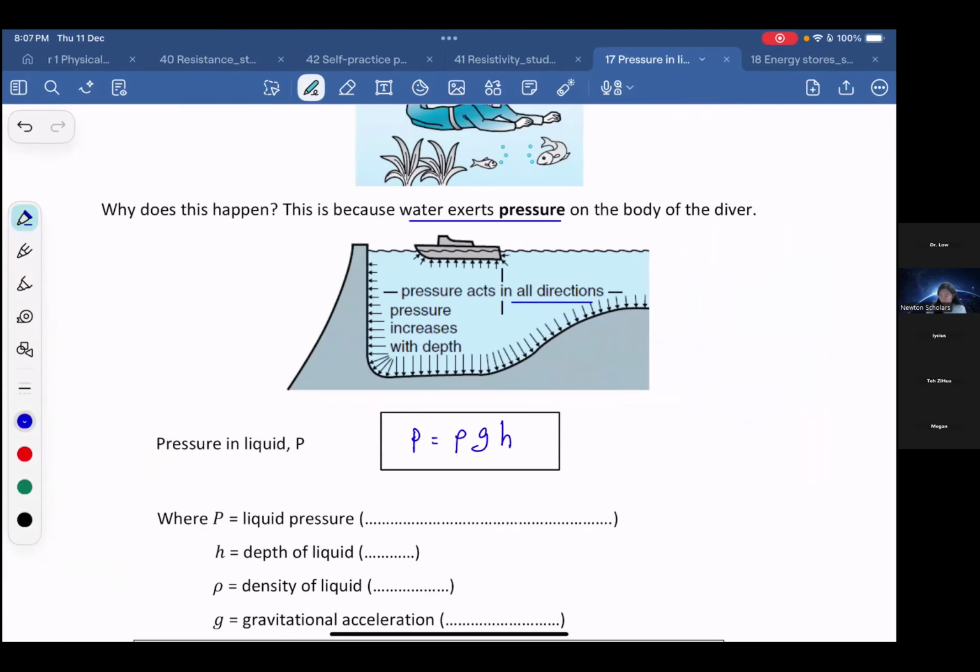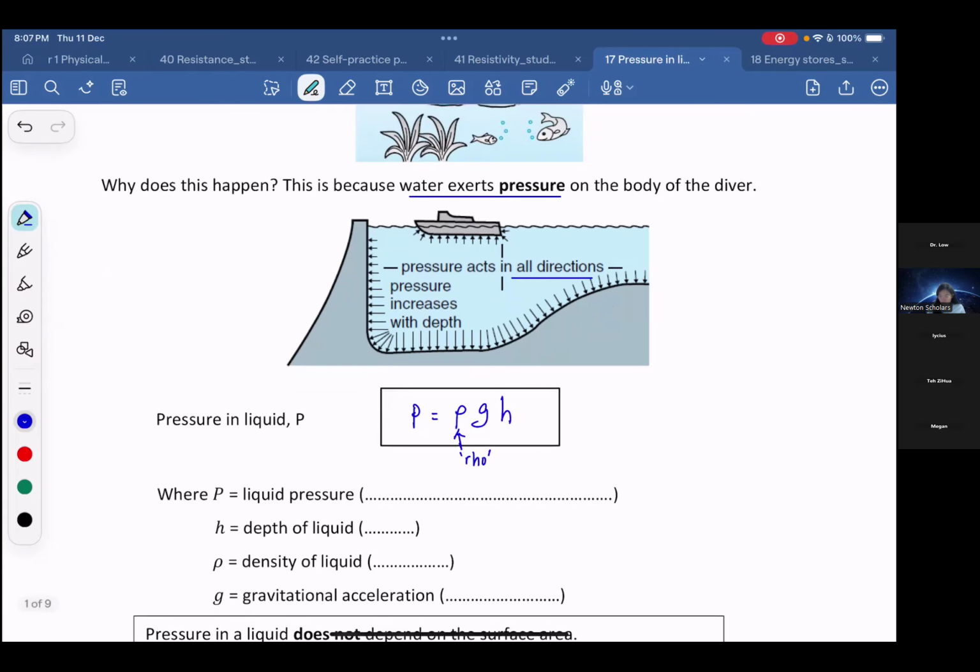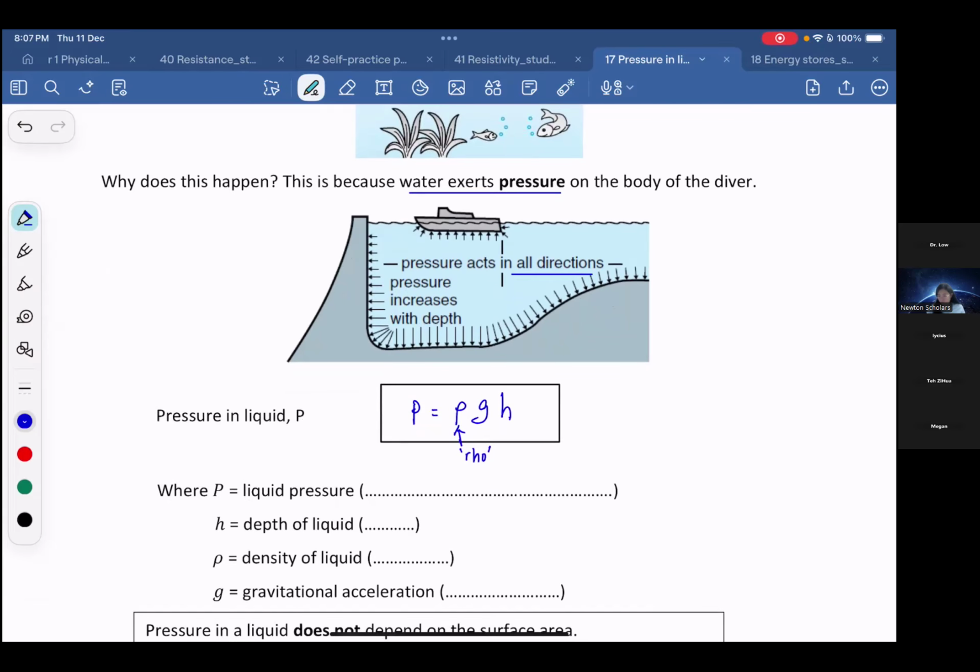The formula we use today for pressure in liquid is P equals rho g h. This is not P, in pronunciation we call it rho. Rho is the density. The liquid pressure unit is the same as previously learned for pressure in solid: Newton per meter square, or Pascal. These two are equal. 1 Pascal is 1 Newton per meter square. This is Pa, or Newton per meter square.